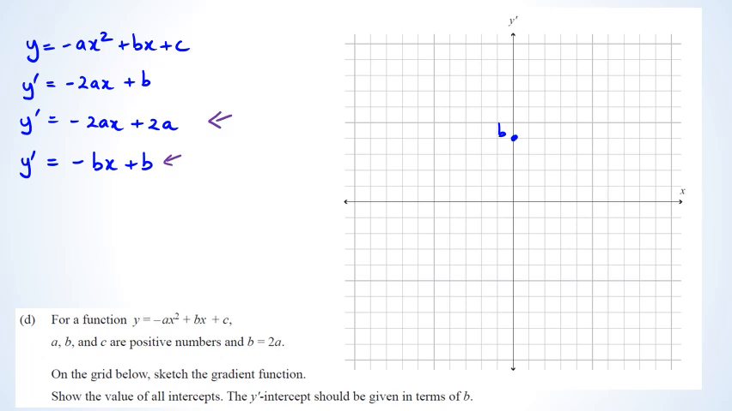Now I need to figure out another point. And I know that I can figure out what the x-intercept is, because if I put y dash equals 0, it'll give me what the x-intercept is. So I'm going to put 0 equals negative bx plus b. And if I rearrange it, I get bx is equal to b, x is equal to b divided by b, x is equal to 1. So the x-intercept happens to be at 1. And now I have my 2 points for this equation, which is going to be a straight line. So I can sketch a straight line.